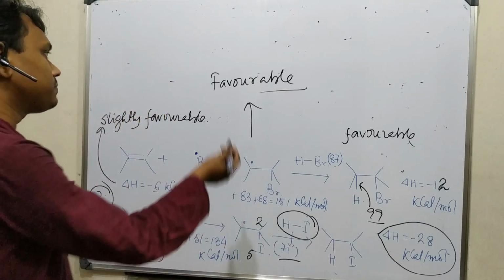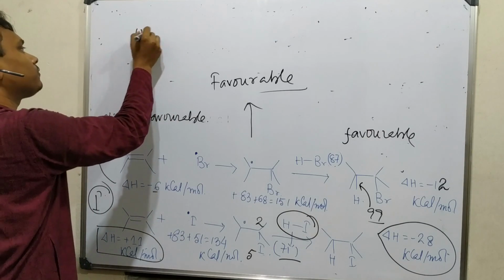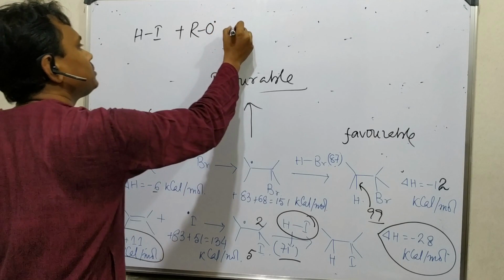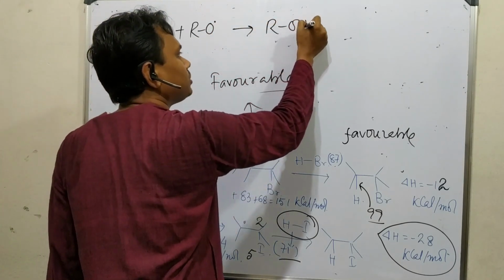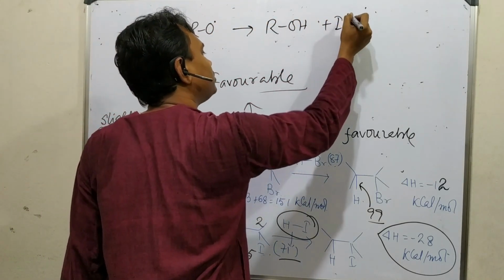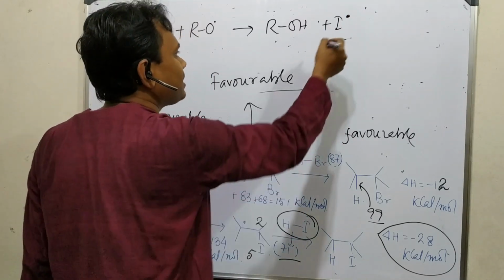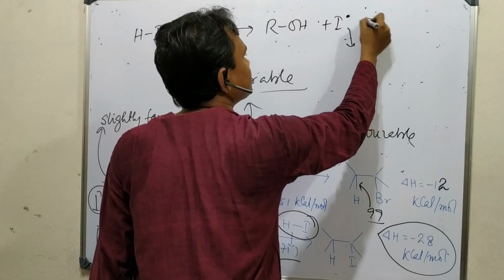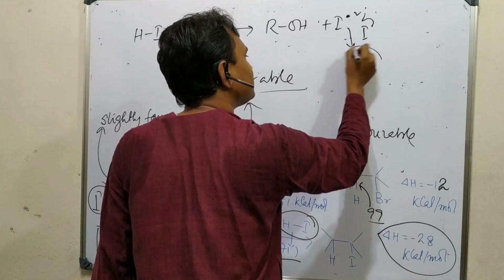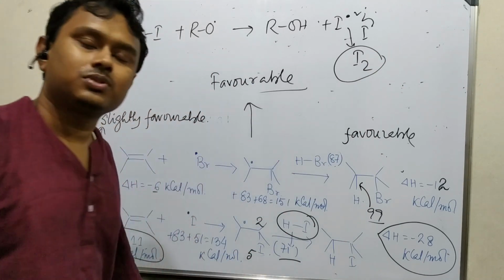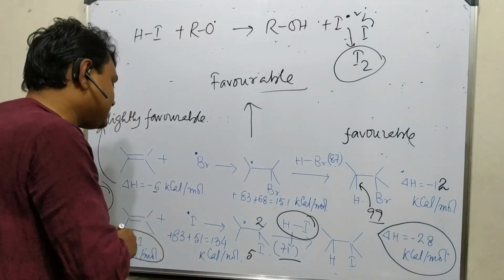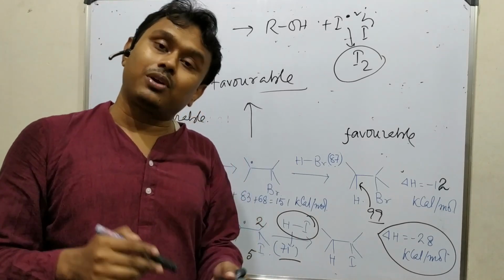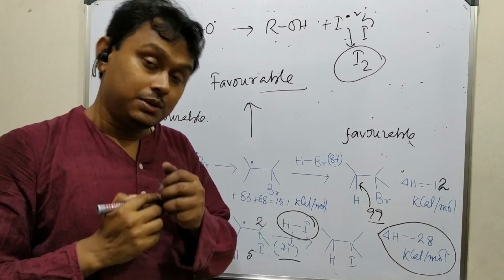And second, for example, in presence of this HI and peroxide, you produce this ROH plus iodine. Fine, it will happen. But another chance is that this I and I recombine and form iodine. So that is another problem of this process. Okay. So that is the overall explanation why HBr addition in presence of peroxide happens, others don't happen. I believe you have understood.